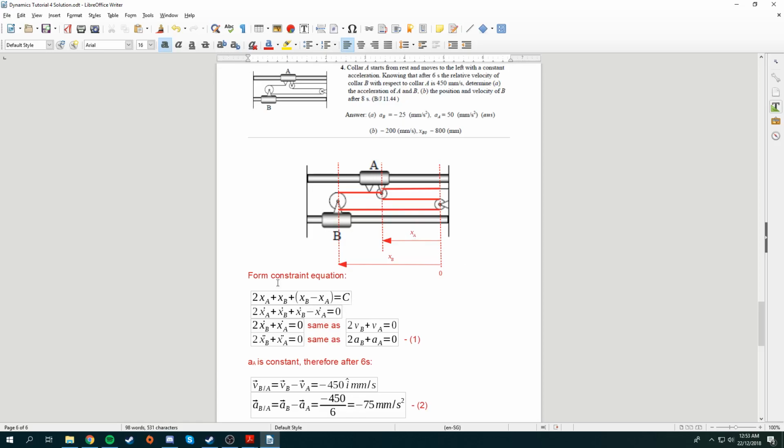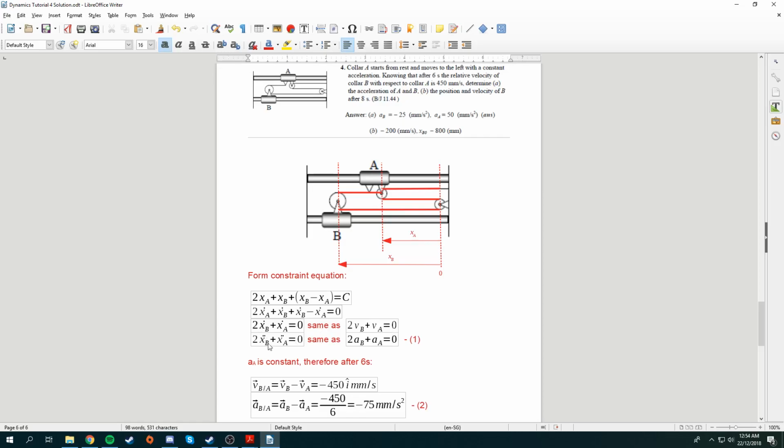Now I take the time derivative of everything. So when I take the time derivative of xa, I get x dot a, and the time derivative of xb is x dot b, and then for this it will be the same, so there'll be x dot b and minus x dot a. But when you differentiate a constant, you'll go to 0. Then I'll simplify the equation to be 2 x dot b plus x dot a equals to 0, which is the same as 2 velocity of b plus velocity of a equals to 0.